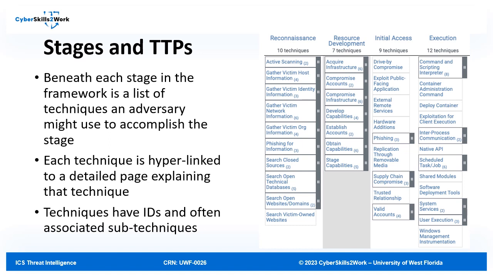Beneath each stage in the framework is a list of techniques an adversary might use to accomplish the stage. Each technique is hyperlinked to a detailed page explaining that technique. Techniques have IDs and often associated sub-techniques.